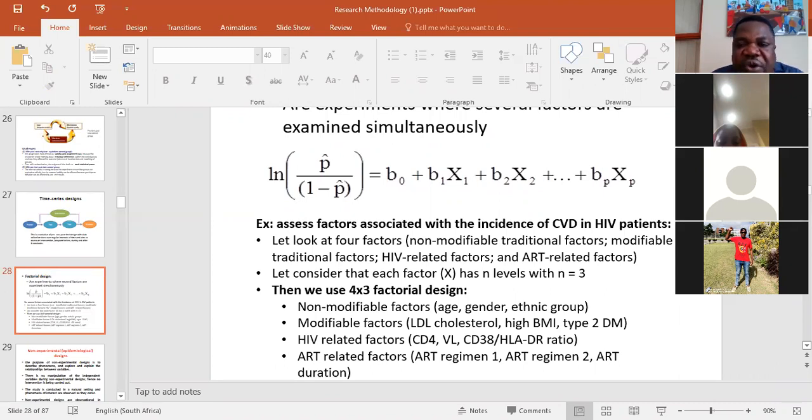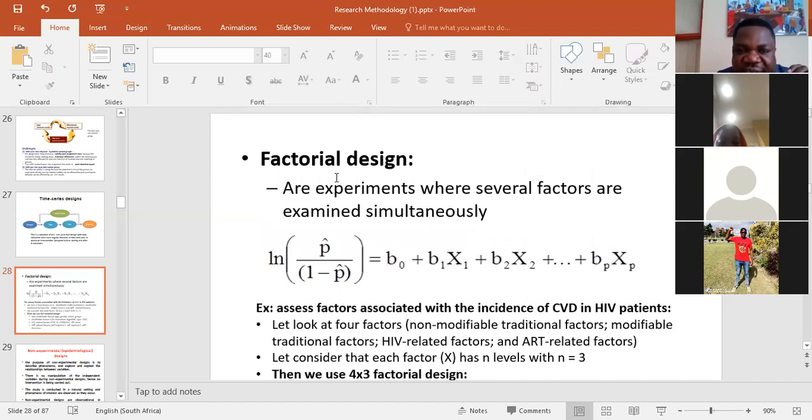So those are your X, then you have X1, X2, X3, then you have the modifiable factors like your cholesterol level, BMI, type 2 diabetes, and all other underlying conditions that can be associated with cardiovascular infections. Then you also have HIV-related factors like your CD4 count, viral load, immune responses, and antiretroviral drugs, different regimens. So when you are looking at all different factors that can influence a specific outcome, then you can use an experimental design that we call factorial design. Okay, so that's what we call factorial design.